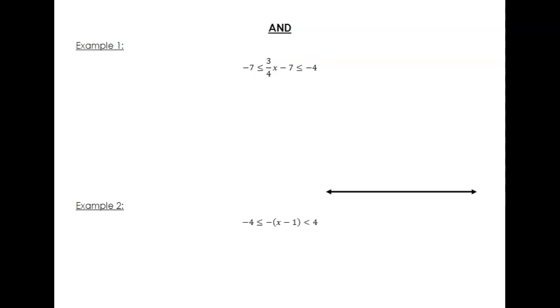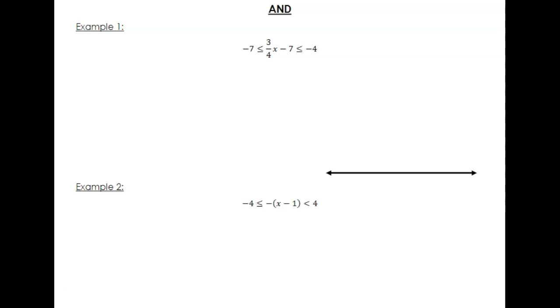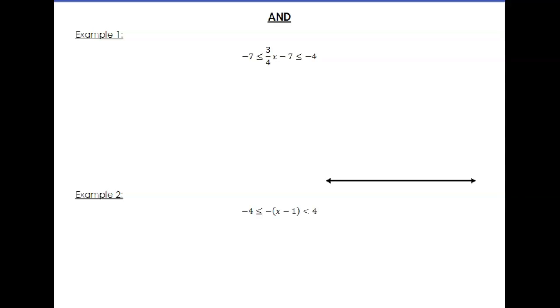Now, in example 1, let me move this up a little bit. There we go. In example 1, you'll notice that you see two inequalities. You see a less than or equal to sign here, and you see a less than or equal to sign here. That is what you call a compound inequality. Sorry, that's not very center, but it's a compound inequality, and it always indicates that you have an AND situation going on. Your x values are going to be satisfying two different things, something and something else.